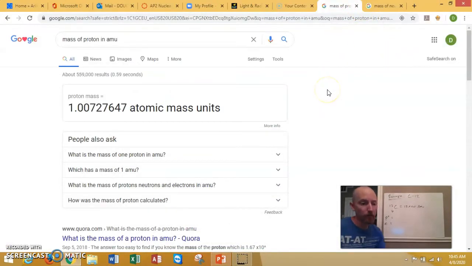All right, so I just Googled this, because that's what you do now when you need to know something. According to Google, the mass of a proton is 1.00727 AMU. I'm going to write that on my board. Y'all can see me. That's the mass of a proton.